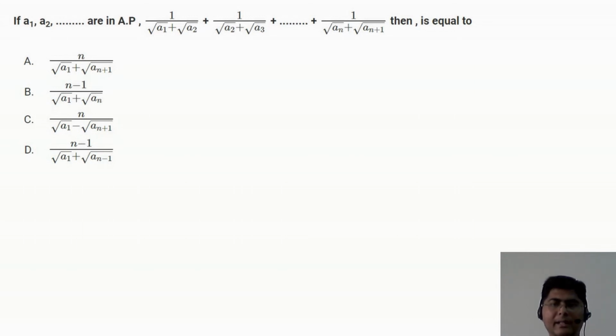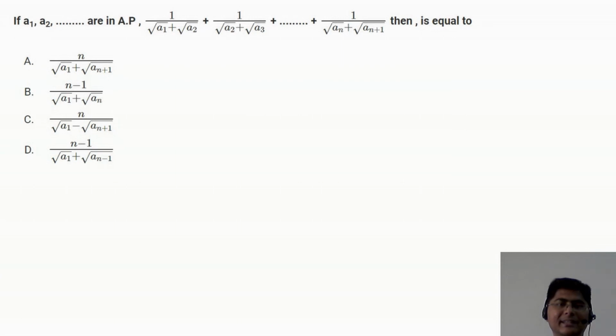Okay, hi. Let's take another CAT problem. The question is on your screen. If A1, A2, dot dot dot, up to A(n+1) are in AP, then 1 divided by (root A1 plus root A2) plus 1 divided by (root A2 plus root A3) plus dot dot dot plus 1 divided by (root An plus root A(n+1)) is equal to, there are a couple of options given.